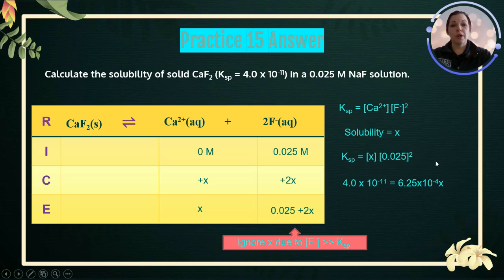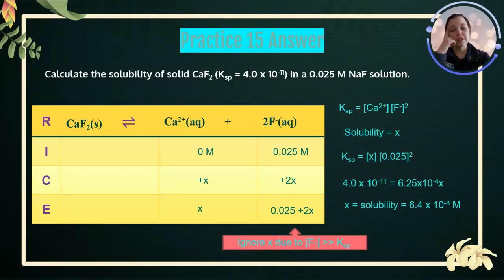So then when we square that value and we substitute in our KSP, this is what we're working with. We've got 6.25 times 10 to the negative 4th. We're going to divide both sides by that. x, which is equal to your solubility, is equal to 6.4 times 10 to the negative 8 molar. Okay, so that is your solubility of CaF2 in an NaF solution. And that's going to be significantly smaller than if we did this calculation without the common ion.